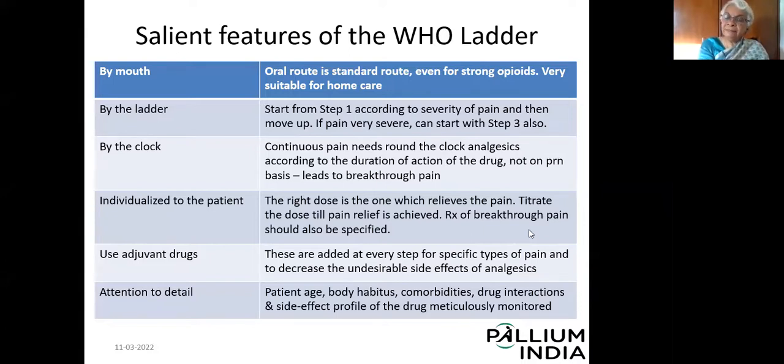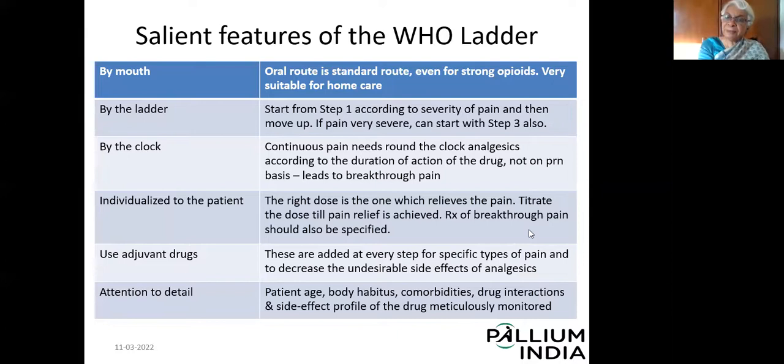Also, you have to tell the patient what to do if pain occurs even within this 4 hours. That is the treatment of breakthrough pain. All of that has to be specified to the patient. That is why we say that you have to individualize it to the patient. Then we can use an adjuvant drug at every step of the ladder.